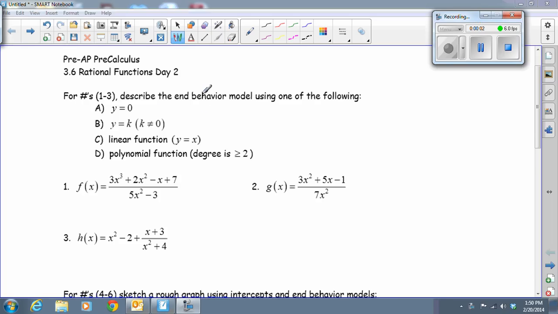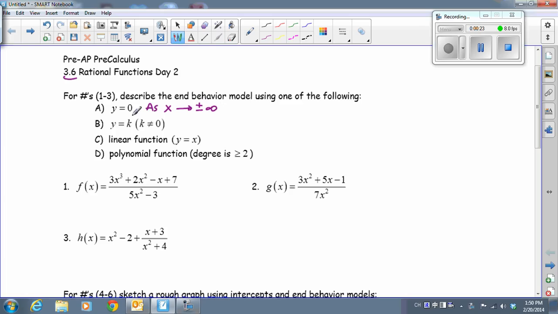This is day 2 of rational functions, section 3.6 once again. For numbers 1 to 3, describe the end behavior model using one of the following. Now, for A, I have y equals 0. In other words, what will happen as x approaches plus or minus infinity?